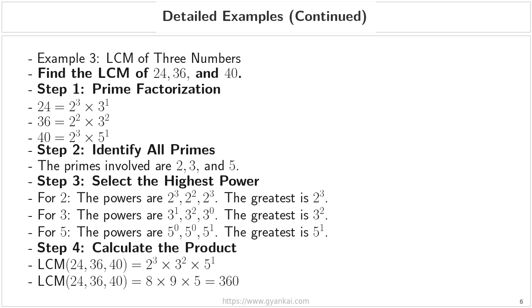Finally, step 4, calculate the product. We multiply these highest powers together. So, the LCM of 24, 36, and 40 is 2 cubed times 3 squared times 5 to the power of 1. When we calculate those values, we get 8 times 9 times 5, which equals 360.